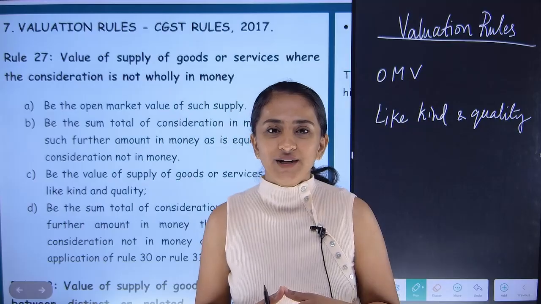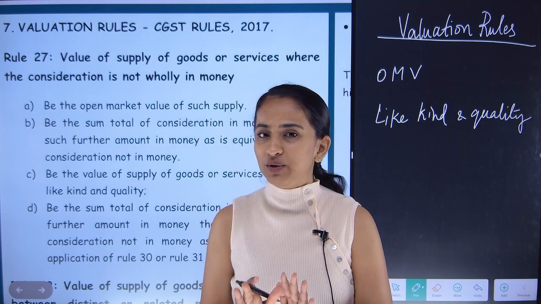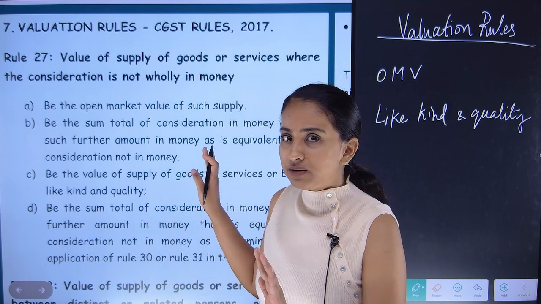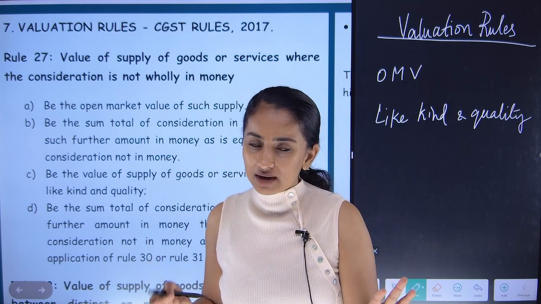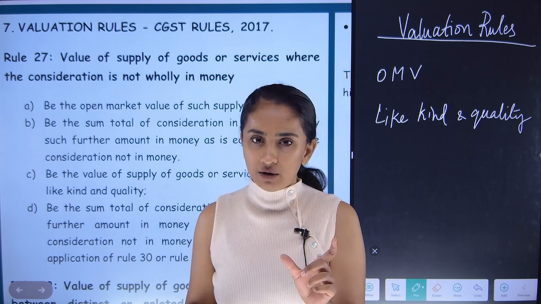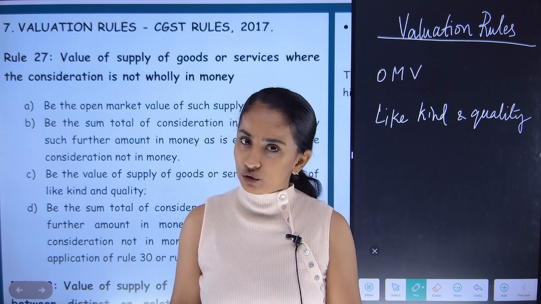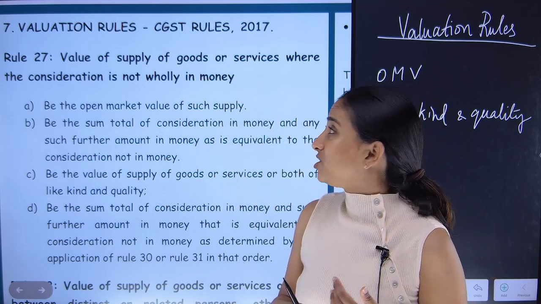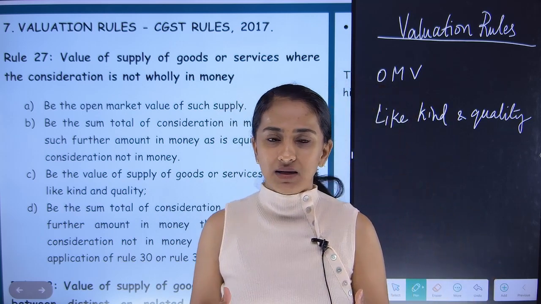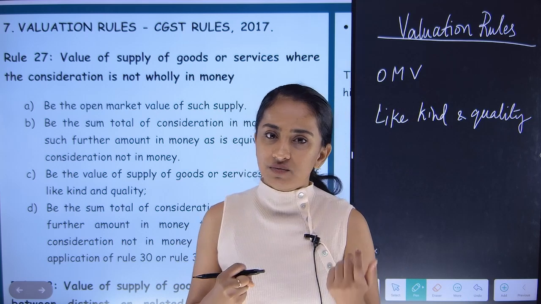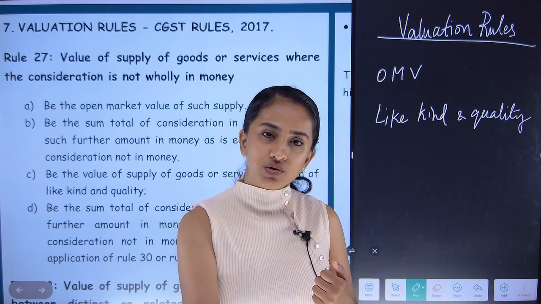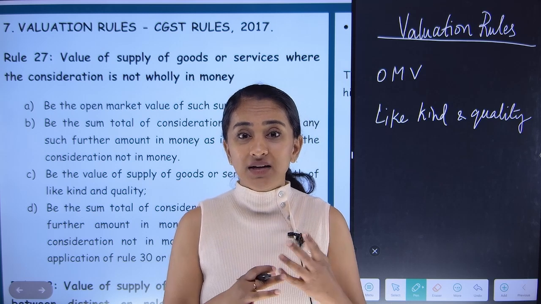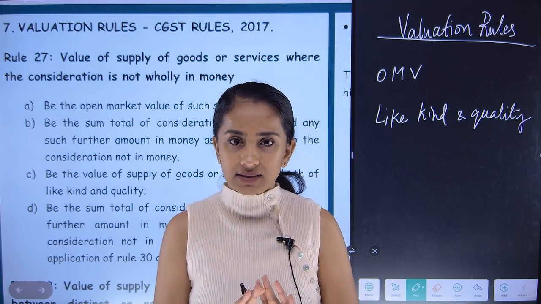All right. Continuing our next topic in the chapter, valuation rules. How do you value the value of supply, correct? The whole discussion that we had, how do you arrive at a correct value? Certain rules have been given and you have to follow that. So first, value of supply of goods or services where the consideration is not wholly in money. See, if let's say I purchase some furniture, I pay 10,000 rupees to you. So that 10,000 rupees will be the value of supply. That is, the transaction value will be the exact value of supply.